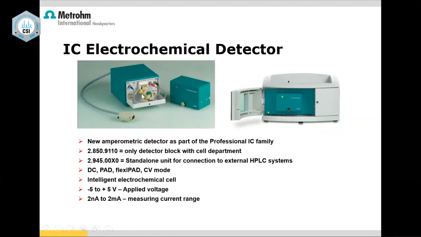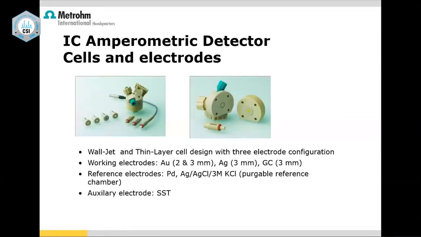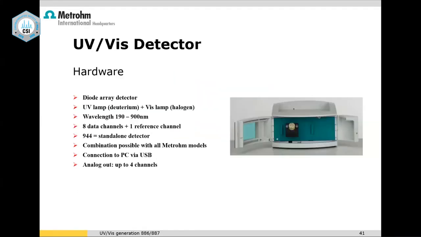So this is a picture of the electrochemical detector, how it is used. This is the cell that we use in the electrochemical detector. You can see it here. Different cells are there. And we have gold, platinum, glassy carbon, and silver electrodes. So different electrodes can be used for different applications. And there are vast applications with respect to electrochemical detection.